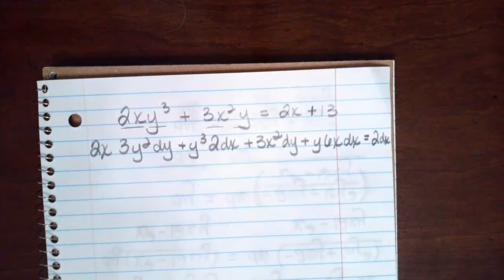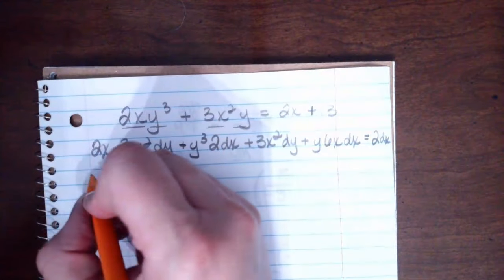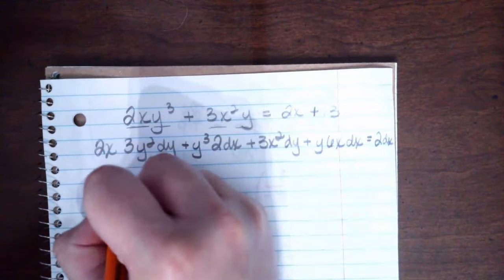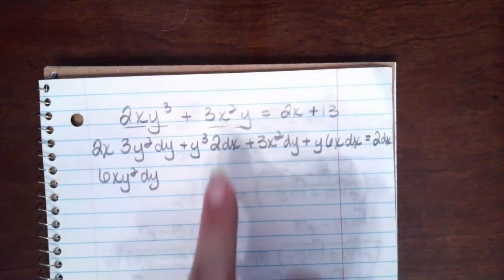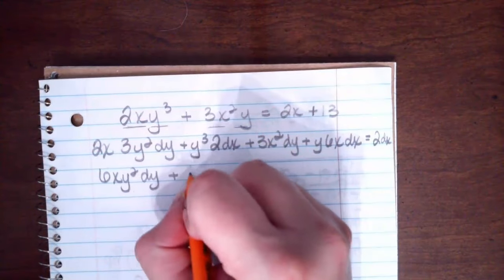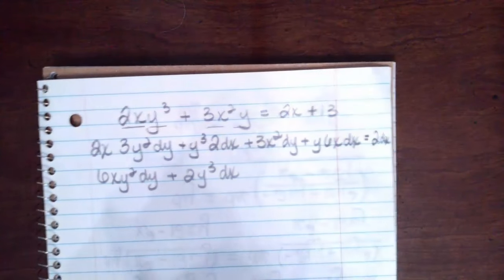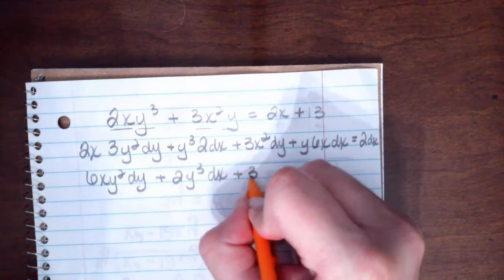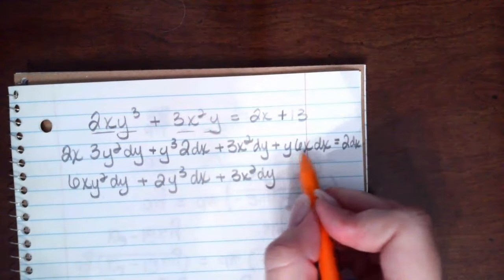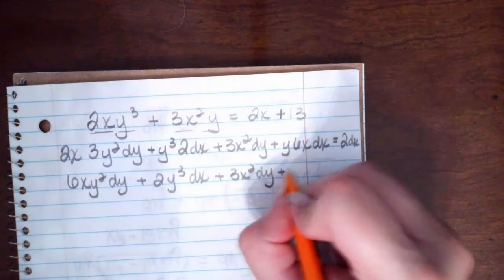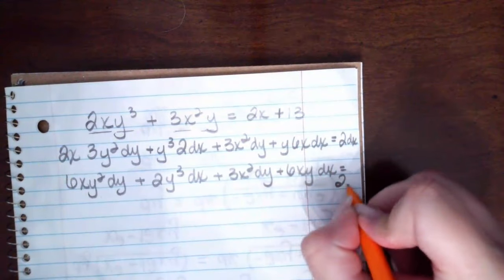Okay, so rewrite first so everything's a little bit clearer. I have a 2 times a 3. So that's going to give me a 6xy squared dy. This is going to give me a plus 2y cubed dx. This is going to give me a 3x squared dy, so there really wasn't much cleaning up to do. 6xy dx equals 2 dx.